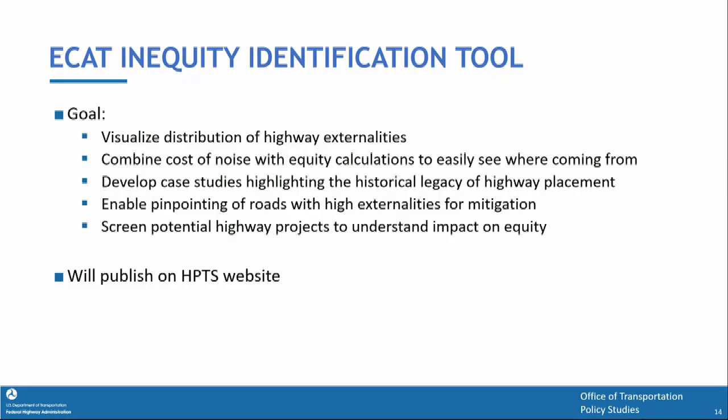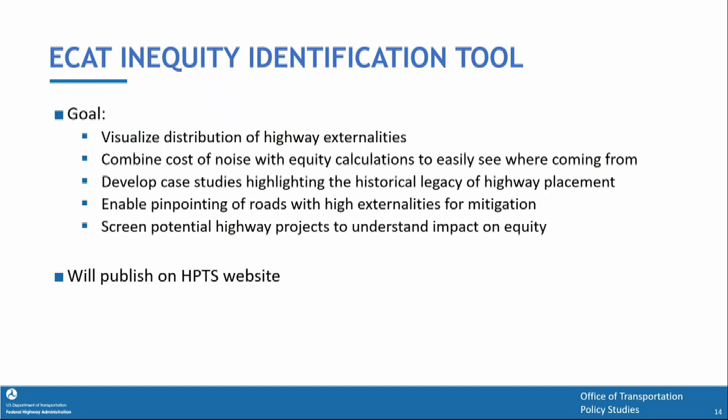So in order to make these results palatable and understandable for practitioners who actually want to do something about it, we've made this mapping application to visualize the distribution of highway externalities. It combines the cost of the noise with the equity calculations to easily see where the high cost noise roads are, and then where the inequities are. We developed some case studies highlighting the historical legacy of highway placement. This tool can enable pinpointing of roads with high externalities for mitigation, and it can also screen potential highway projects to understand the impact on equity.